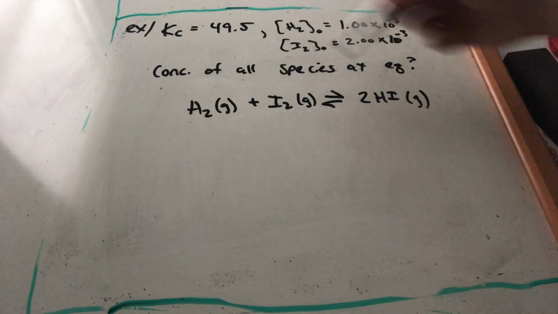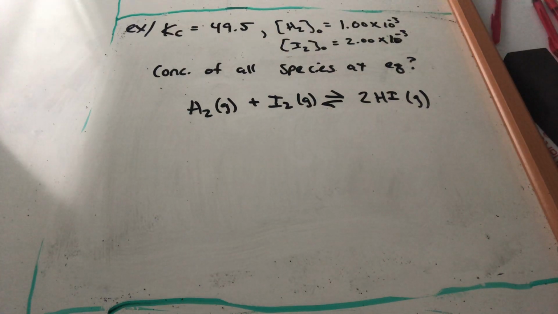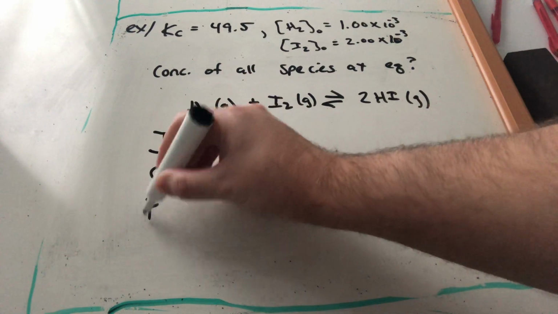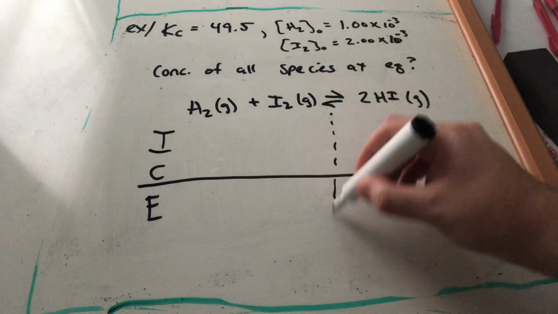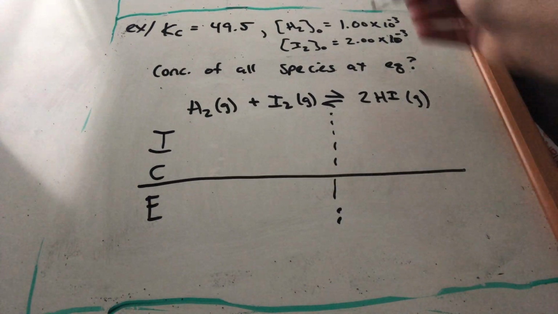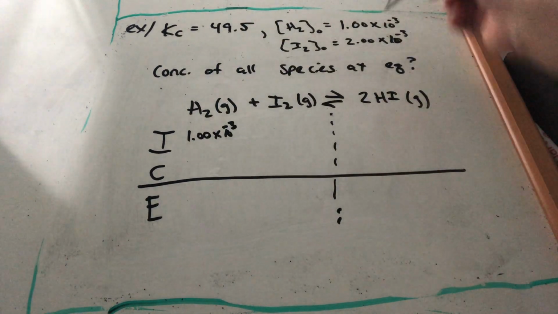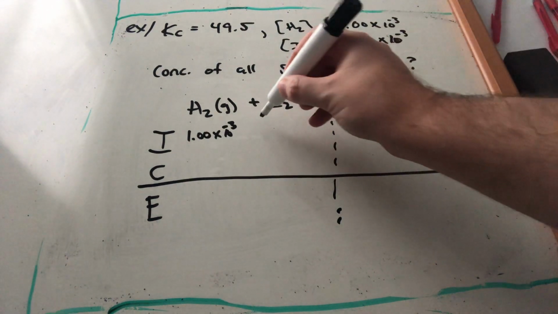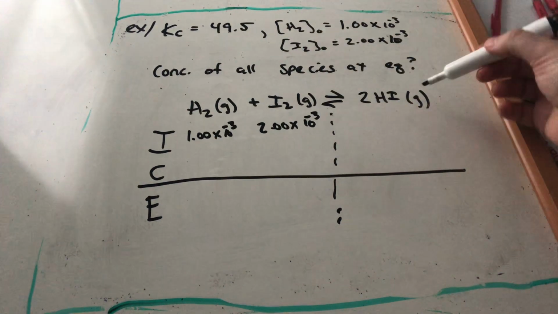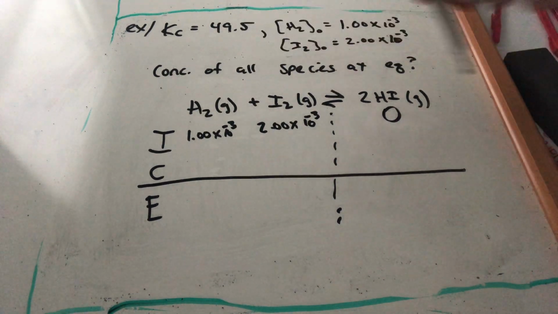Okay, so we see that in this problem, we're given a KC, we're given some initial information. What's the concentration of all species at equilibrium? Again, we're given a K, we're given a reaction, we organize our thoughts with an ICE table. So I'm going to put 1.00 times 10 to the minus 3, initial concentration of H2. Initial concentration of I2 is 2.00 times 10 to the minus 3. No initial information given about HI. That becomes a 0. None of these are solids or liquids, so they all matter.